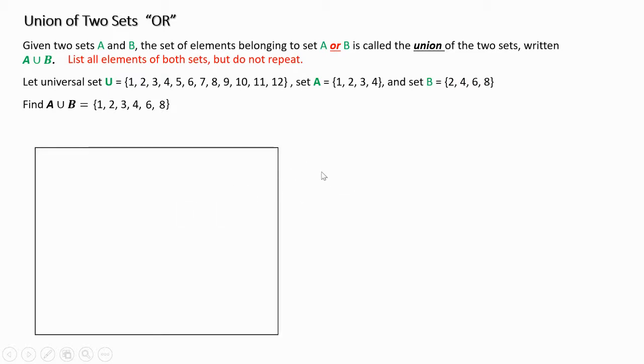Now, how do we express that in a Venn diagram? Right, again, this is the universal set U.